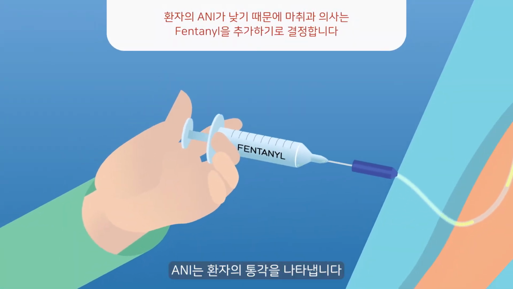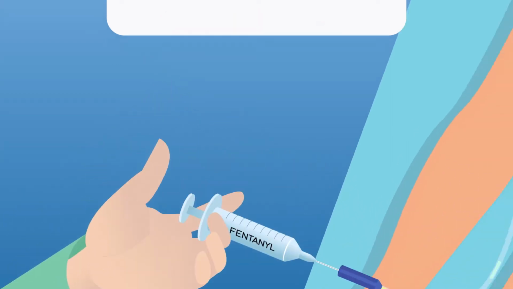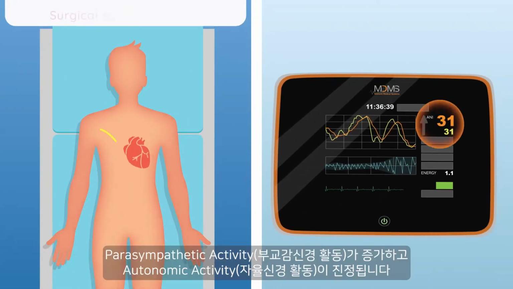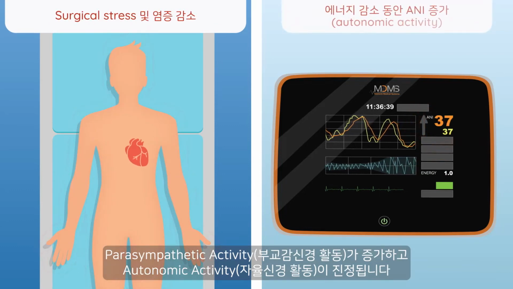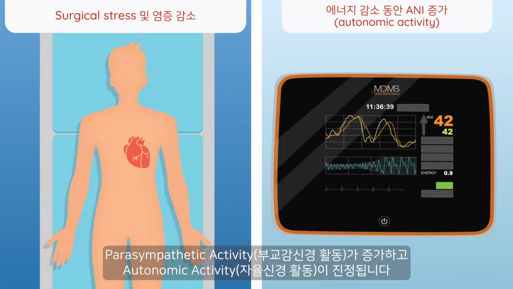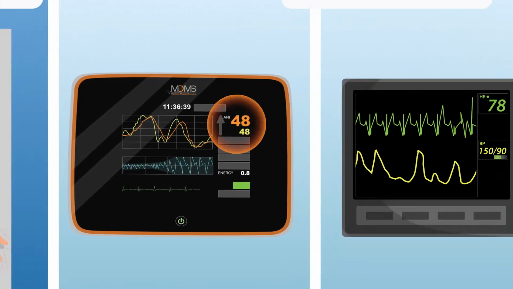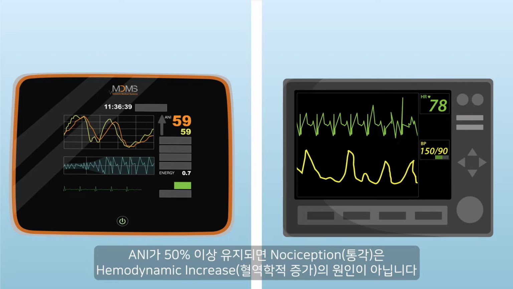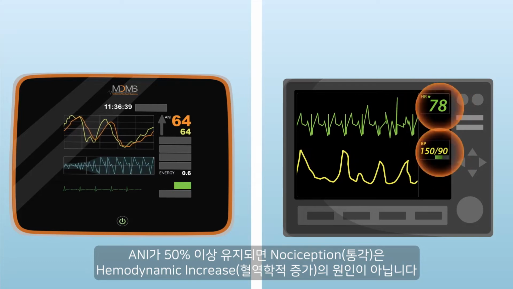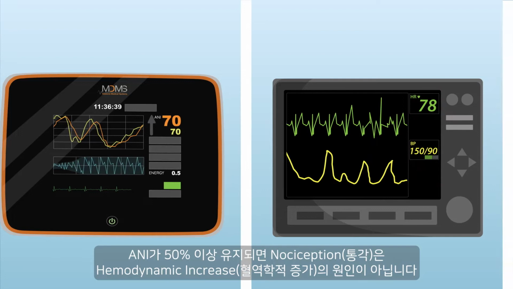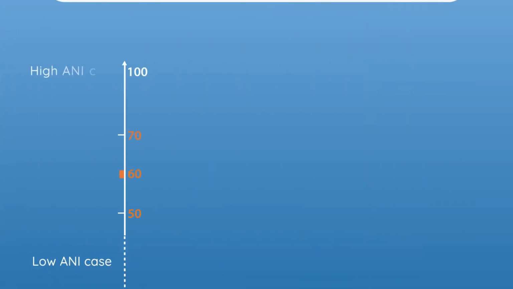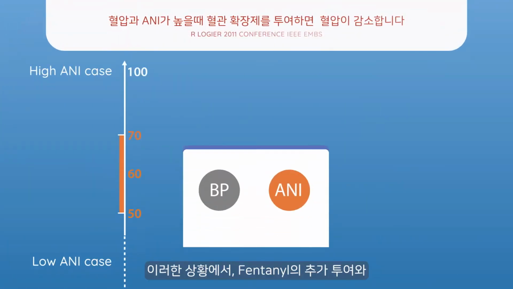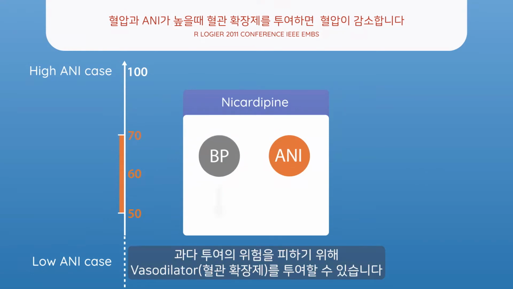Here, the ANI shows evidence of nociception. By adding fentanyl, parasympathetic activity increases and the autonomic activity calms down. If heart rate and blood pressure increase and ANI stays over 50%, then nociception is not the cause of a hemodynamic increase. In this situation, a vasodilator can be administered, avoiding an extra dose of fentanyl and the risk of overdosing.